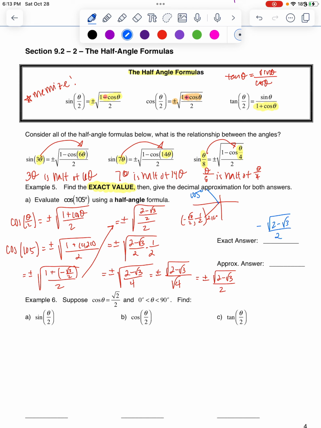Now if we plug this into our calculators, our approximate answer would be a negative 0.2588. And we are done.